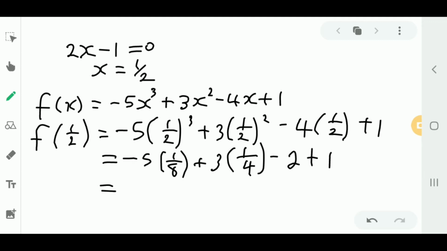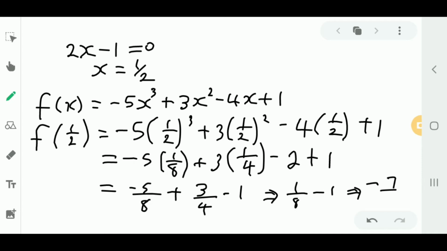So we have minus 5 times 1 over 8, that's minus 5 over 8, plus 3 times a quarter, that's 3 over 4, minus 2 plus 1, that's minus 1. So minus 5 over 8 plus 3 quarters gives you 1 over 8, minus 1, which is equal to minus 7 over 8. And that's the final answer. So your remainder is minus 7 over 8.